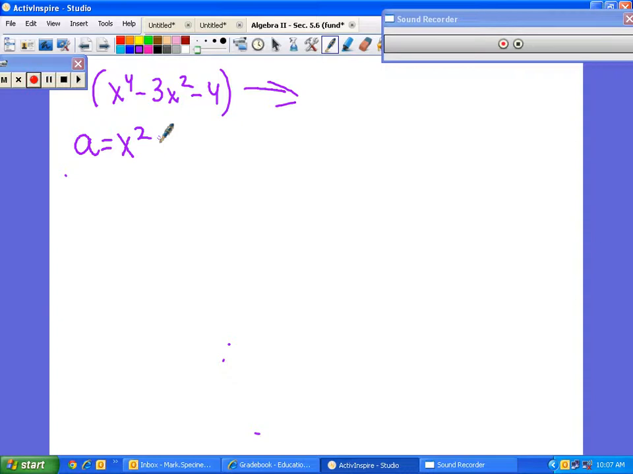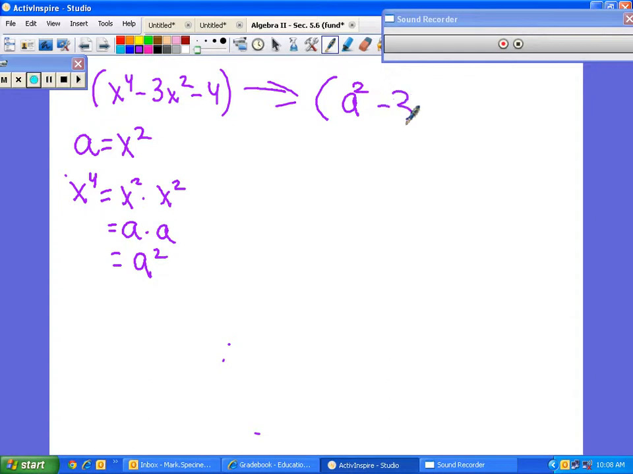So I can say that x to the 4th can be written as x squared times x squared. Since I'm substituting A for x squared, I can make this A times A, which means I can make x to the 4th A squared. So this becomes A squared. Here I have an x squared, so that just becomes A, and then I have a 4. Now I have a quadratic expression where I can use the factors of C that add up to B. So now I can factor this.